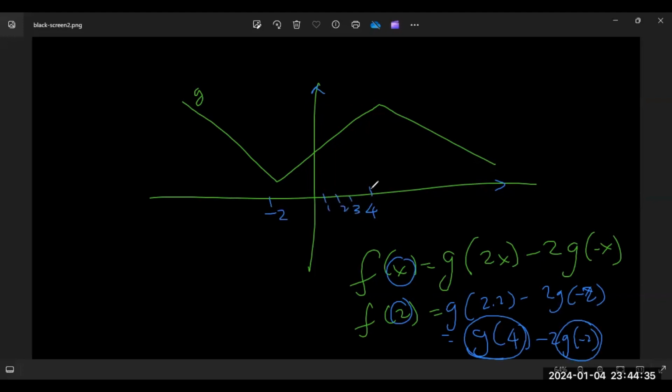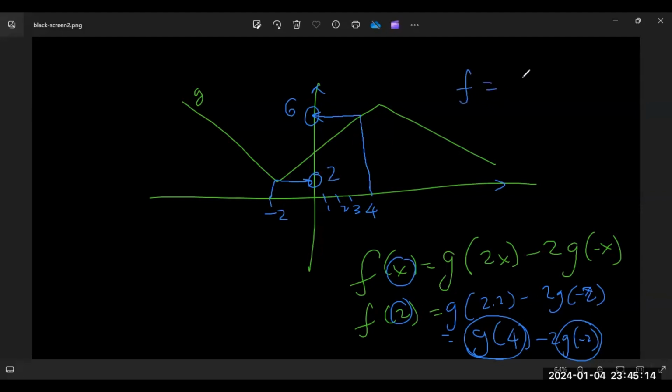From your graphs, just see where 4 is. Draw that grid and climb up to the graph. Hit the graph, come back to the y-axis. What is this point? 6. And similarly from minus 2 you start, hit the graph, and come back here. What is the point?